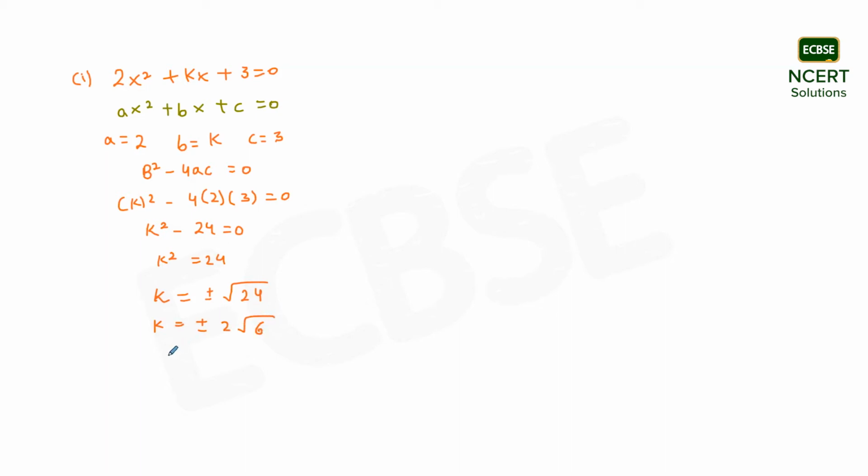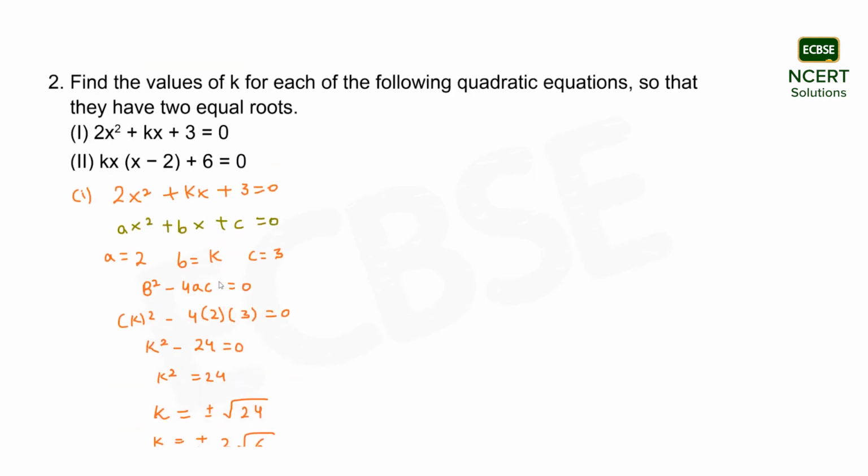If I simplify this root 24, then it can also be written as k equals plus minus 2 root 6. Means the values for the variable k for which two equal roots are obtained for the quadratic equation 2x square plus kx plus 3 equals 0 are k equals plus 2 root 6 and k equals minus 2 root 6. So these are the values of the variable k.